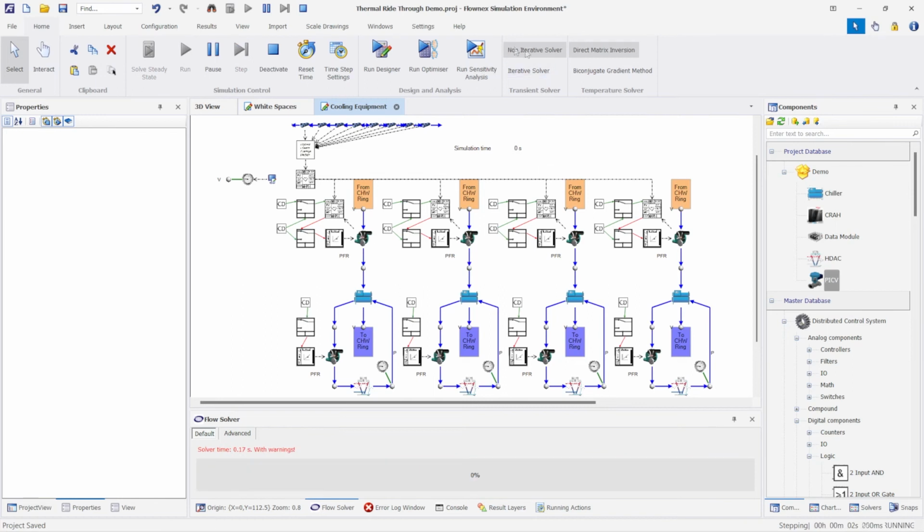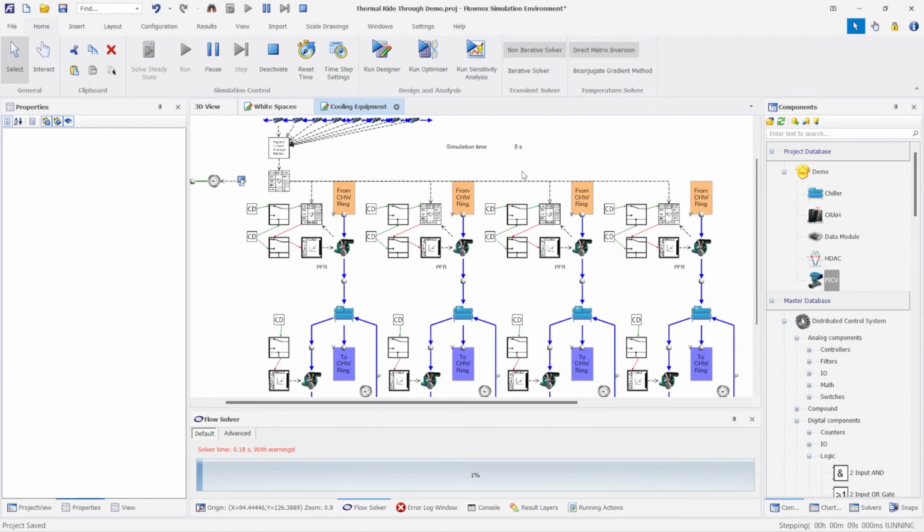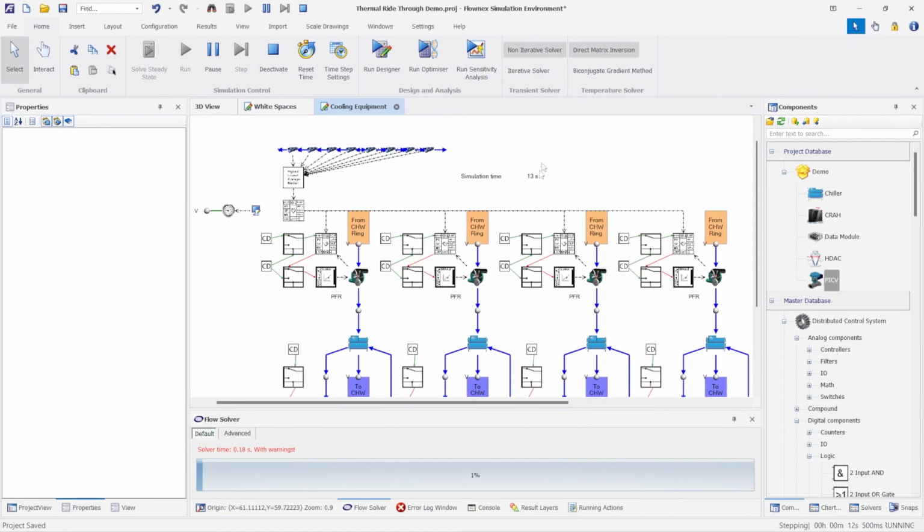The software itself is using a non-iterative transient solver. This is a solver that is very efficient for transient simulation, and you can see the simulation progresses at almost the speed of real time. For a small simulation like this, we can easily obtain a real-time simulation. For larger networks, we tend to see slightly slower solving times, but typically in the order of 2 or 4 times the simulation time. So if you're investigating a thermal ride-through event, you might want to run, say, a 15-minute simulation to understand what happens after the generator trip.